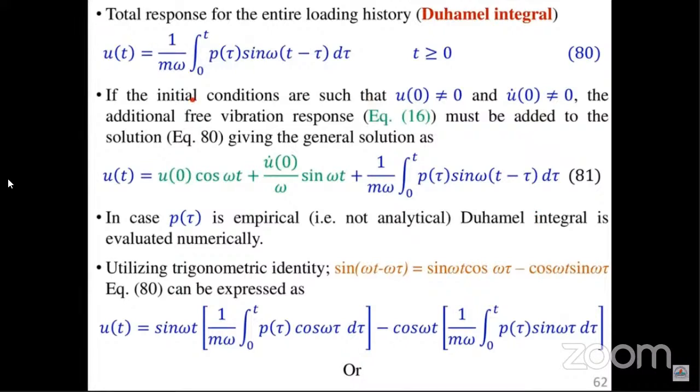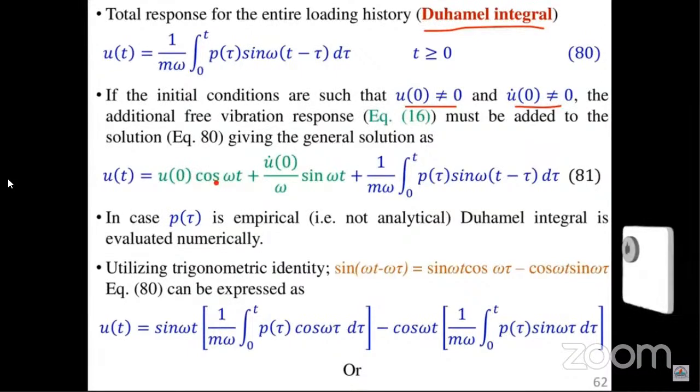Now, this is the total response or the solution to our motion, which is called the Duhamel's integral. If the initial conditions are such that u naught, the initial displacement, is not equal to 0, and the initial velocity is not equal to 0, we shall have an additional free vibration.